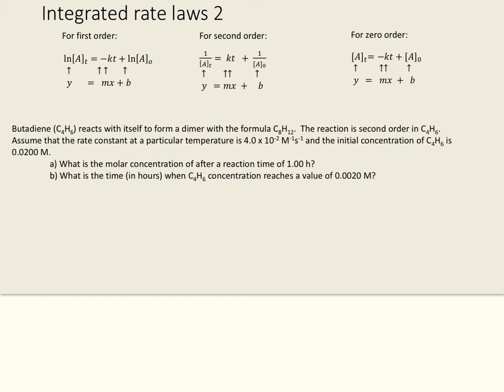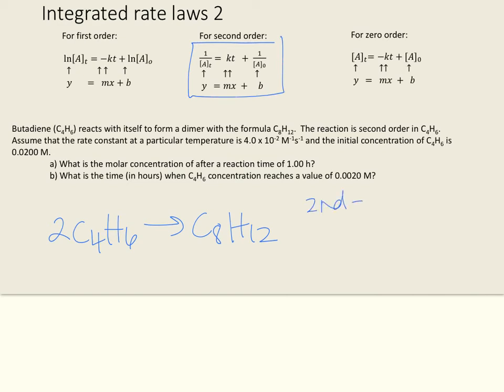So in this problem, we have butadiene, C4H6, which reacts with itself to form a dimer with the formula C8H12. So the reaction here is that. You don't really need that for the problem, but I thought I'd write it out. The reaction is second order. So for second order reactions, we use this. When I see second order, I automatically think of this, and that tells me this is the formula I'm going to use.